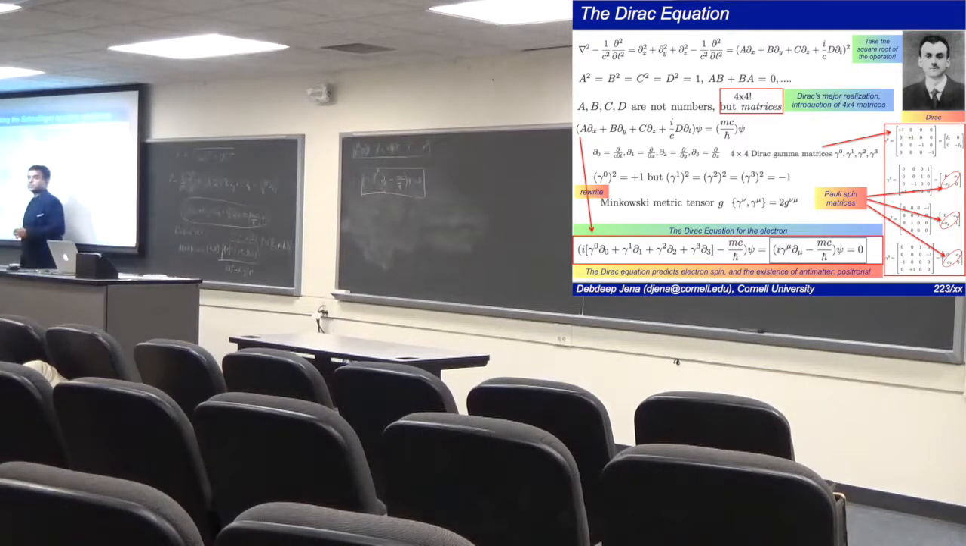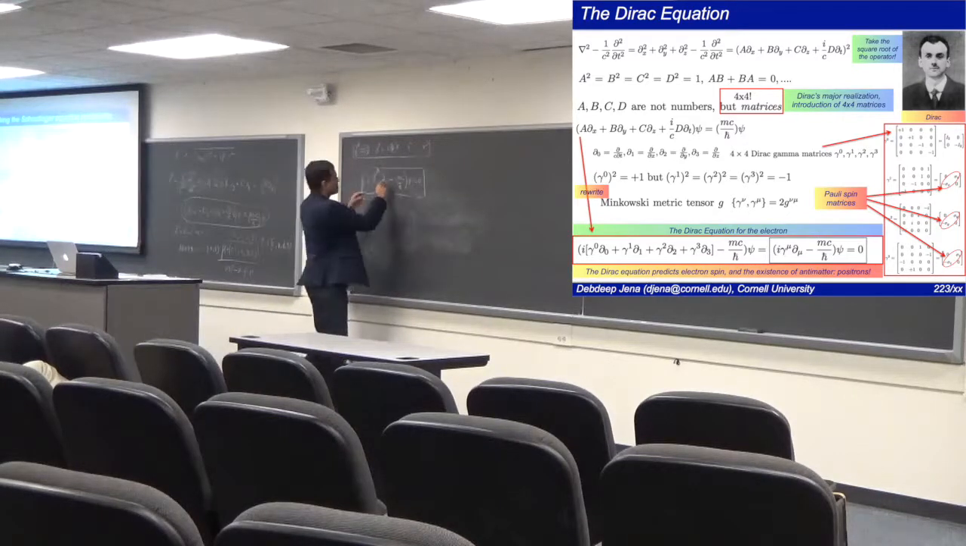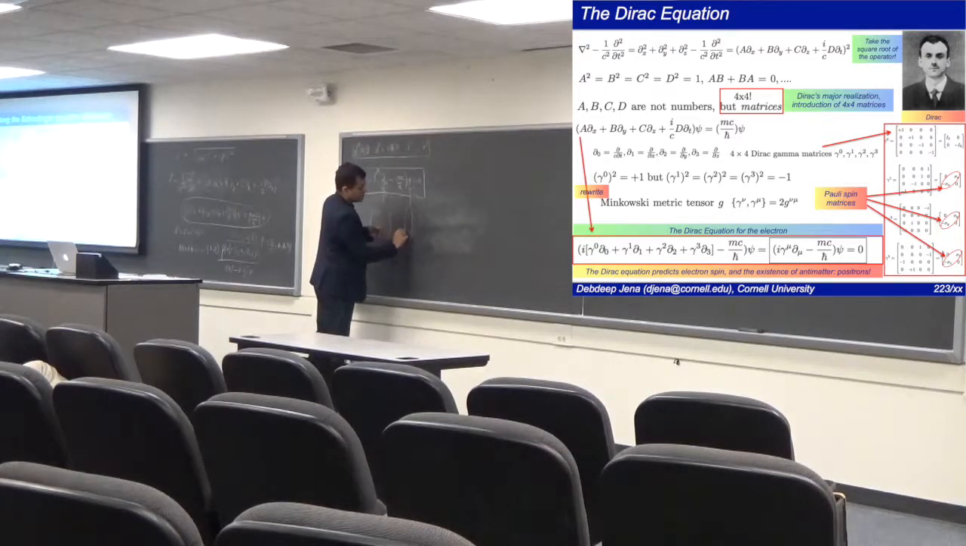Now the question is, what is it for the Dirac equation? And immediately you realize that psi, because all of these are 4 by 4 matrices, has to be a 4 by 1 vector.